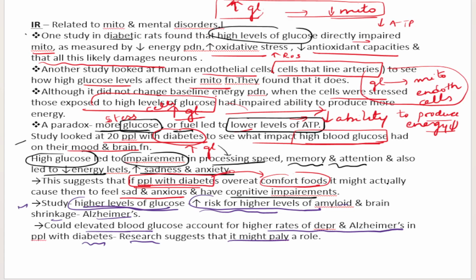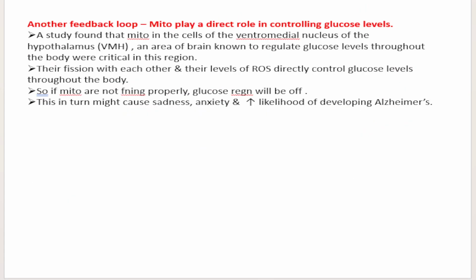So high levels of glucose are impairing the mitochondrial function. Now this is another feedback loop. Mitochondria are playing a direct role in controlling the glucose levels. Mitochondria are able to sense how much glucose is available. And glucose levels also impact mitochondria.